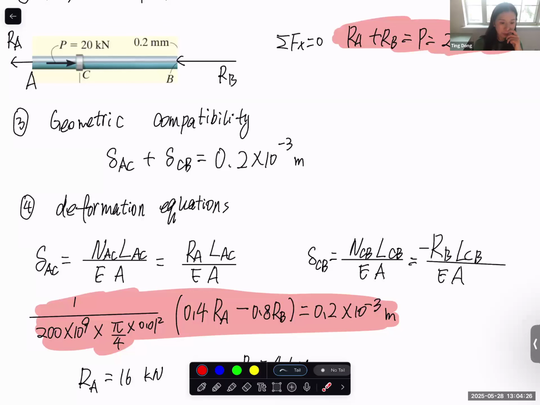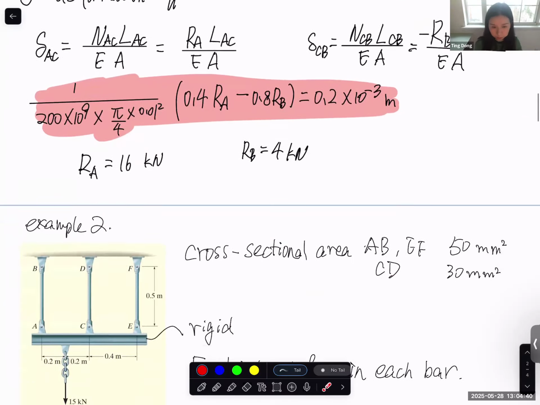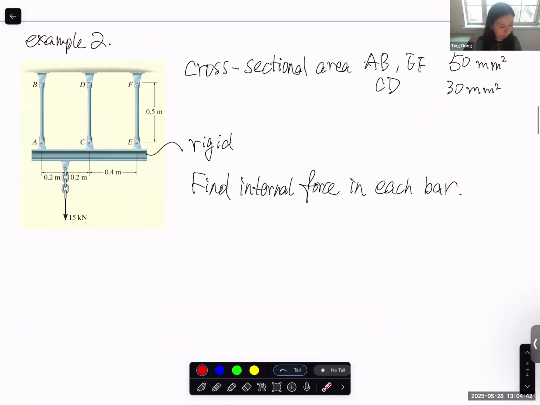So the key information here, you need to be careful, is that when you have a compression, you always need to have a negative sign. If you're clear about this part, this example should be simple enough. Now let's move on to a more complicated example problem.